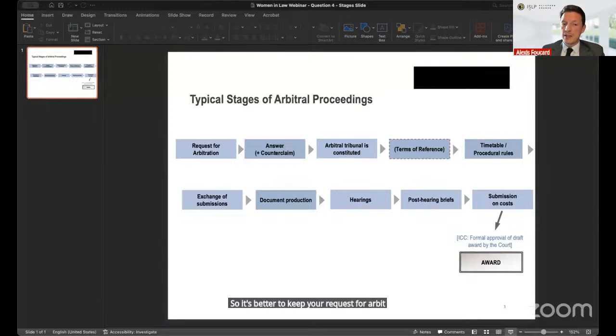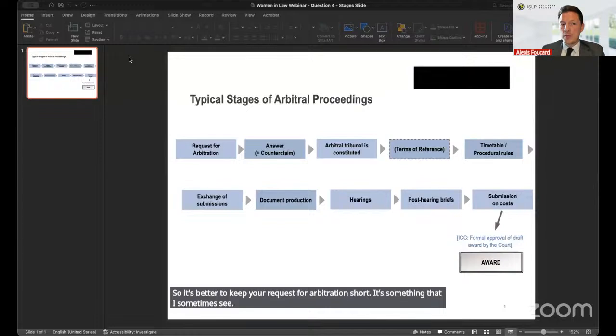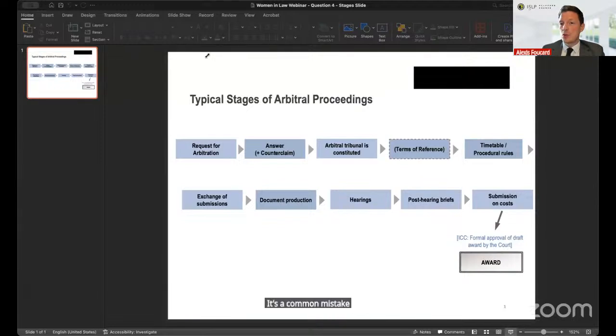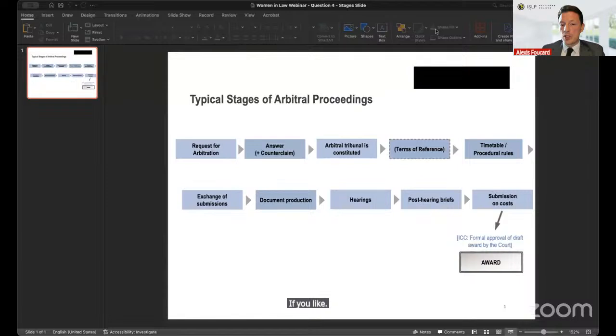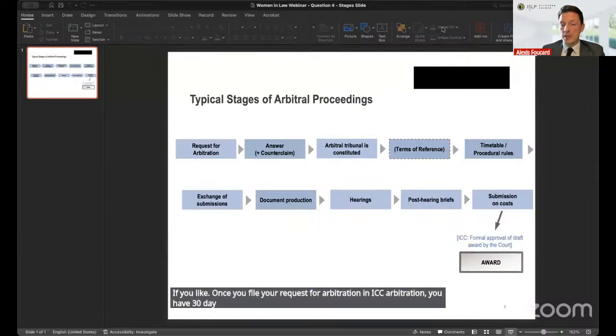It's something that I sometimes see as a common mistake, a request for arbitration that's too long, showing too many cards, if you like. Once you file your request for arbitration in ICC arbitration, the respondent or respondents have 30 days to file their answer, possibly including a counterclaim. That's what you can see here, the second box.